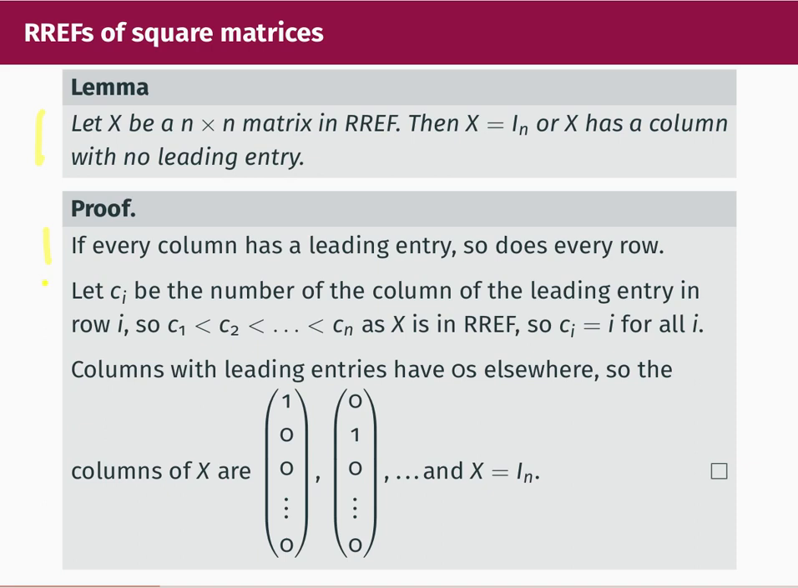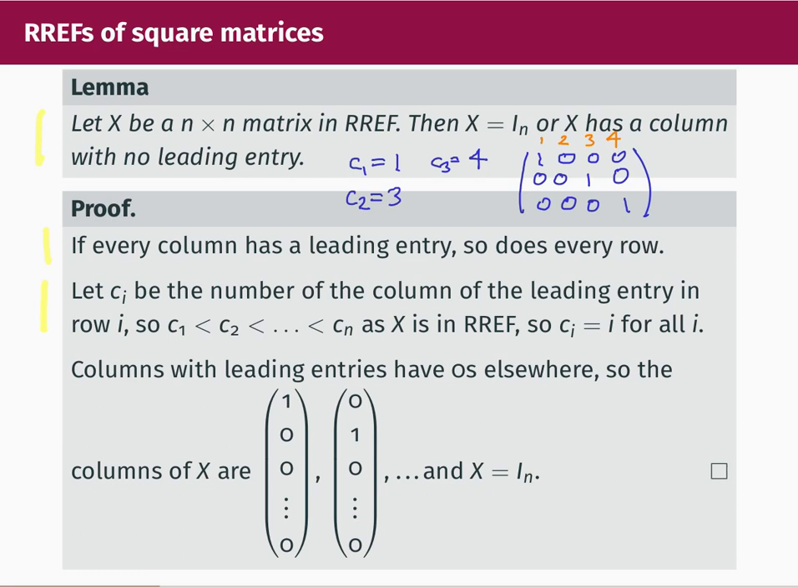So let's now let Ci be the number of the column of the leading entry in row i. Just to get a handle on what's going on here, let's suppose that for a moment X wasn't square, but it looked something like this. 0, 0, 0, 0, 0, 1, 0, 0, 0, 0, 1. Well, in that case, C1 is the column in which the leading entry in row 1 appears. That's 1. C2 is the column in which the leading entry in row 2 appears. That's 3. C3 is the column in which the leading entry in row 3 appears, and that is 4. We're just numbering those columns so everybody can see what's going on.